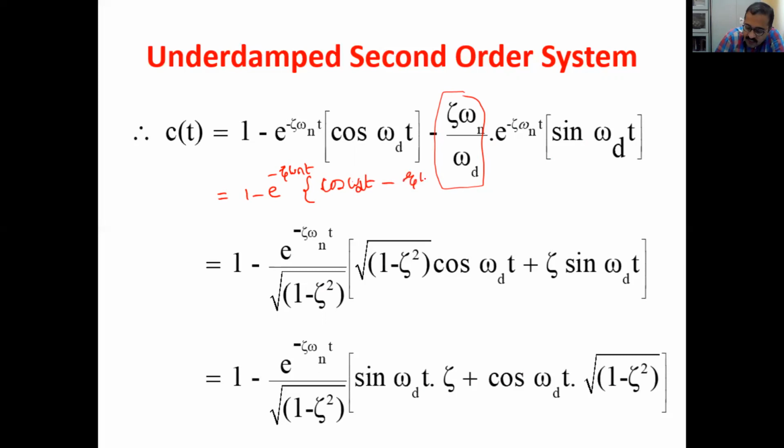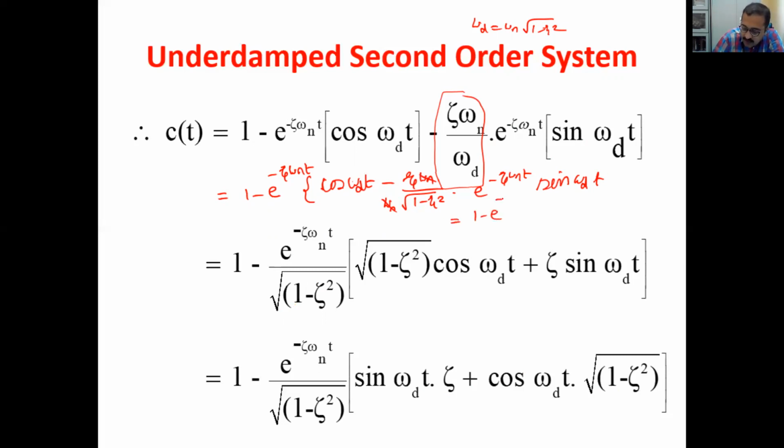So this becomes zeta omega n by root of 1 minus zeta square omega n. What is omega d? Omega d is omega n into root of 1 minus zeta square, into e raised to minus zeta omega n t sin omega d t. One omega and one omega are cancelled. So what happens? As the next step, I will take minus e raised to minus zeta omega n t by root of 1 minus zeta square as a common factor. So when you take that, what will you get?